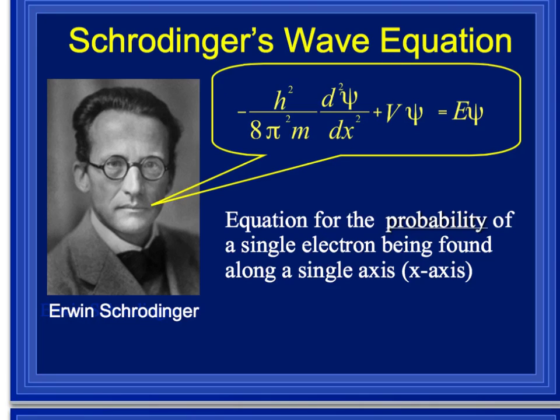But the important thing is to know that this is a pretty complicated equation, and the equation is for finding the probability of a single electron being found along a single axis. So this equation, remember, is what helped us determine and create the quantum mechanical model.